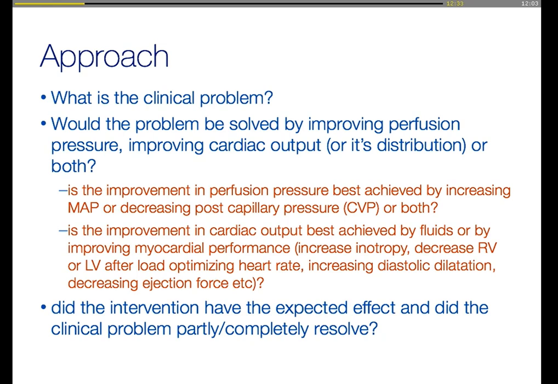The approach should be: first define your clinical problem. And we're talking about fluid resuscitation. What's the clinical problem? Increased lactate, no urine output, abnormal peripheral circulation, obtunded mental state of the patient. We have so many of these problems that usually are not that difficult to recognize in your critically ill patient. And then the next question you should ask yourself: would this problem be likely solved by an increase in perfusion pressure or an increase in cardiac output, or both?